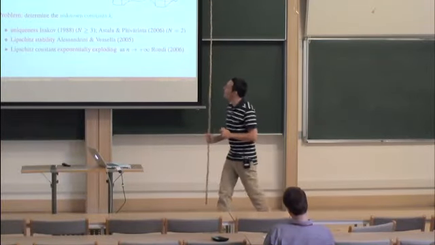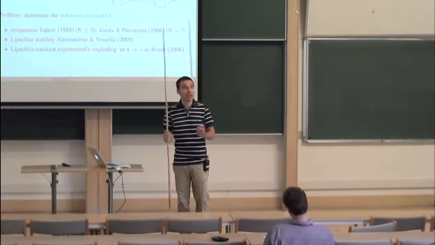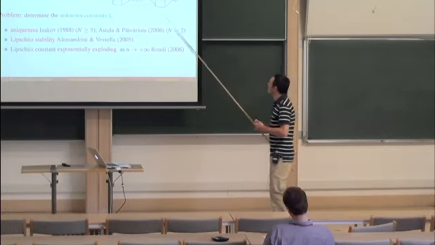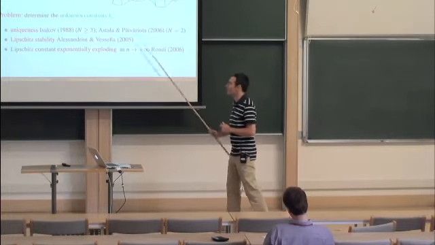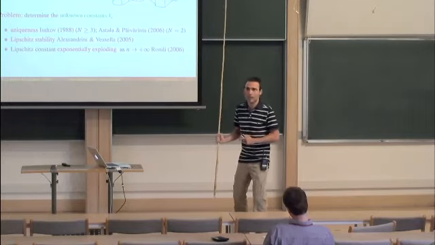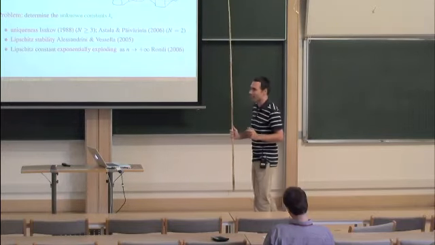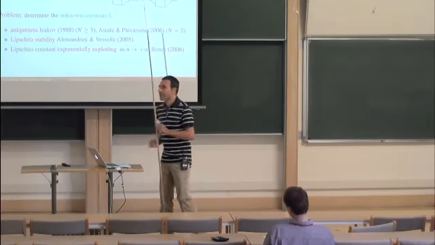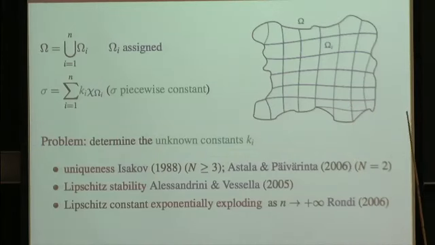What inverse problems teach you is that you may not be too greedy. You cannot have a very fine discretization because this Lipschitz constant is exploding exponentially with the number of subdomains. This is the bad news. But this n is fixed, yeah, n is fixed.